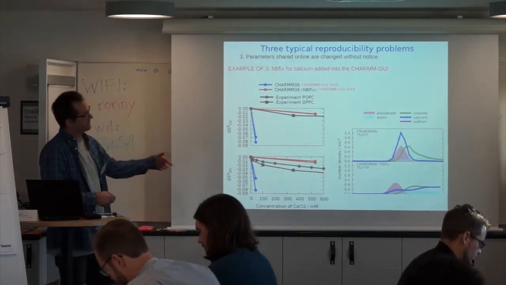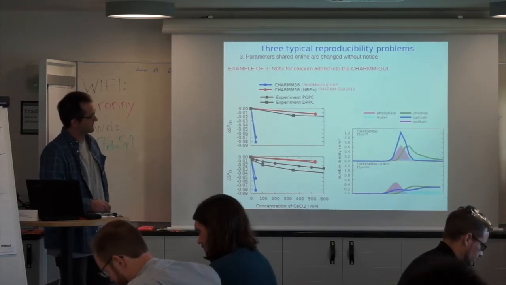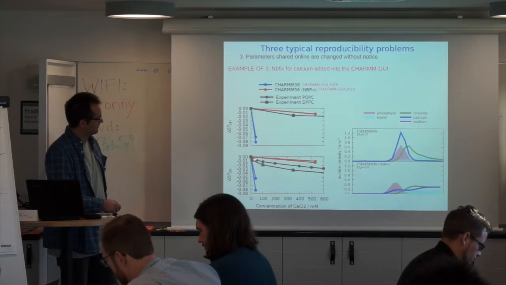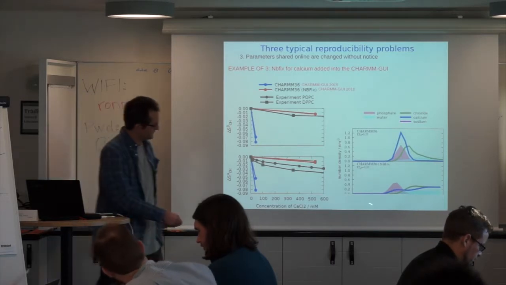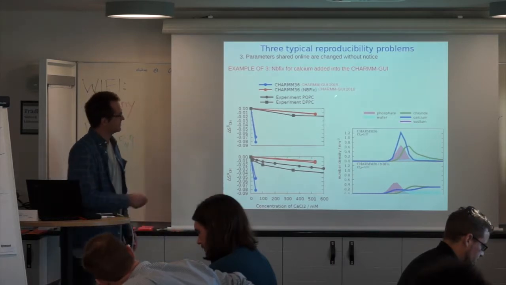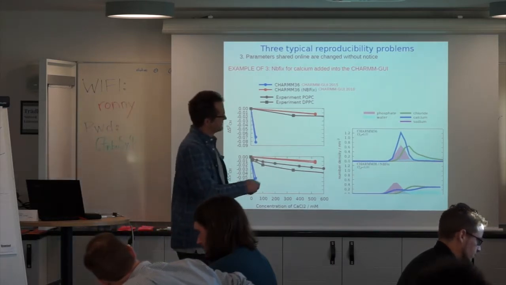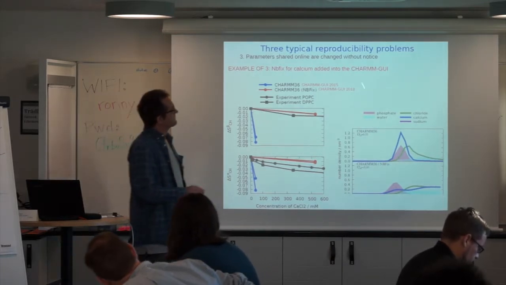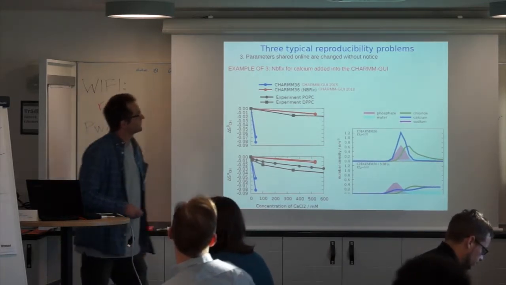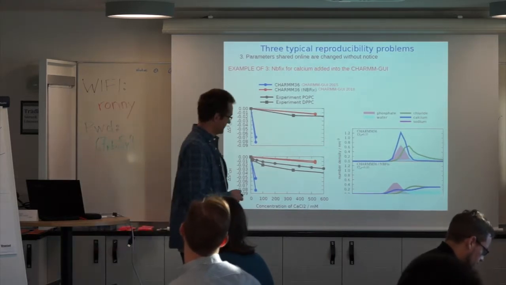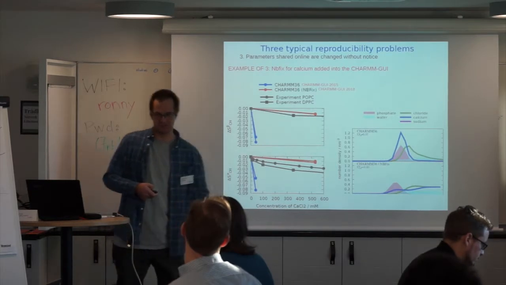For a number of reasons, we did this again in 2018. We get the red line, which is much less binding. We see it in the density profile as well. Now there's almost zero binding. So what happened between 2015 and 2019? Then I emailed the CHARMM-GUI people, and they told us, yeah, we added this NBFIX parameter from Benoît Roux in the parameters because calcium was binding too much.